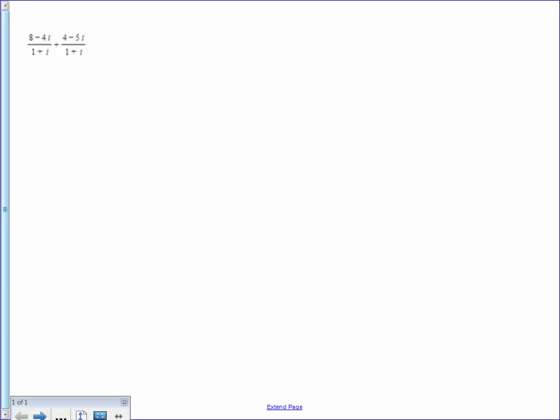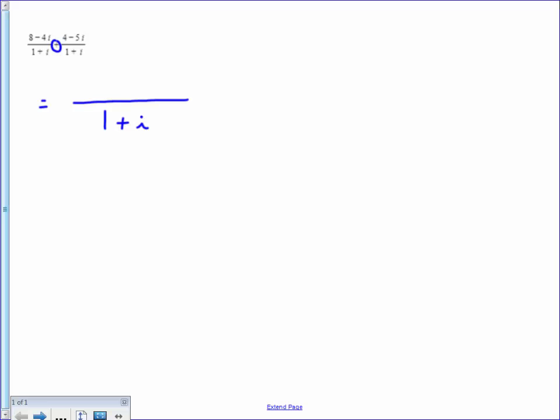For this problem, we are asked to divide and simplify completely. We notice, however, on this example that we actually need to add the two fractions together before we can do anything else. And so if you're able to combine first, then that is what needs to be done. Notice that we have a common denominator of 1 plus i, and then because the operation is add, all we need to do is combine like terms on the top.